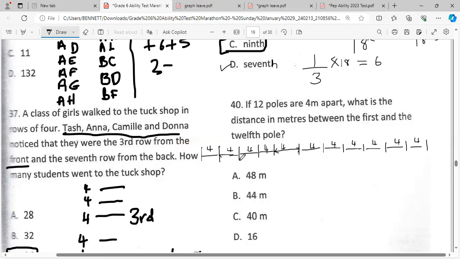1, 2, 3, 4, 5, 6, 7, 8, 9, 10, 11, 12. That is it. How many 4s are there? 1, 2, 3, 4, 5, 6, 7, 8, 9, 10, 11. 11 fours is 44. I would say 44. Alright? Yes, sir. So my answer is 44, sir. What did you get? 44 also? Yes, sir. Okay, awesome. Yes, 44.